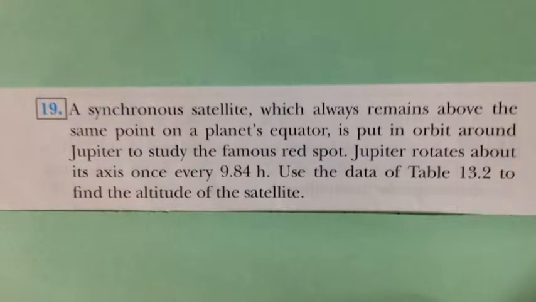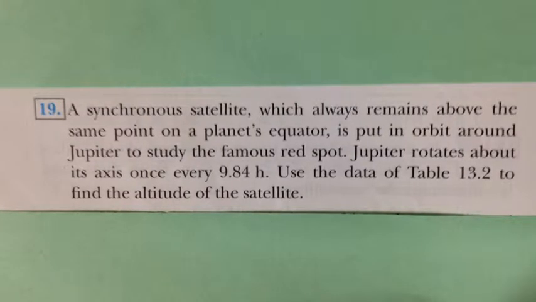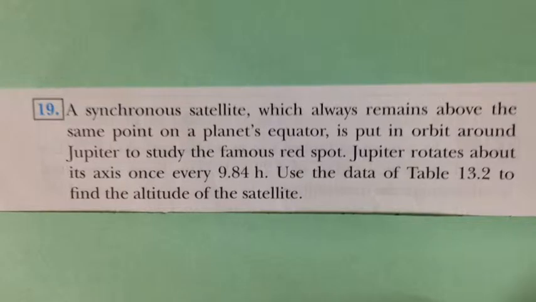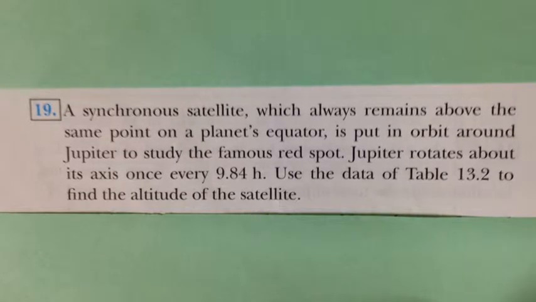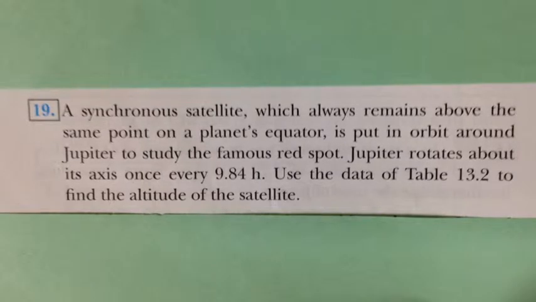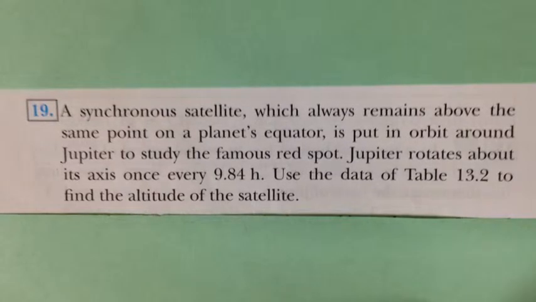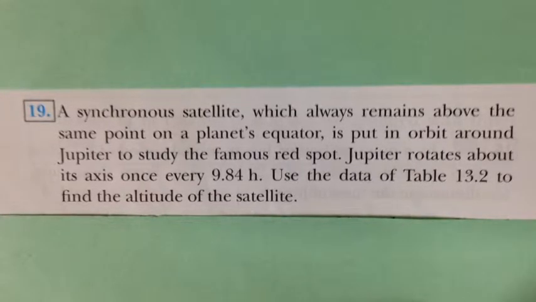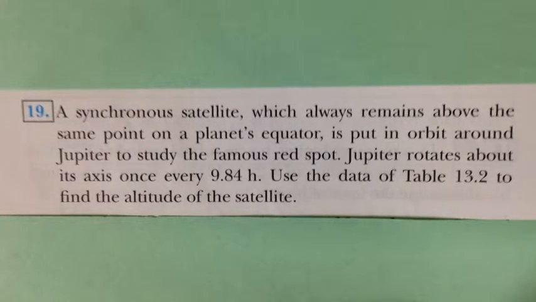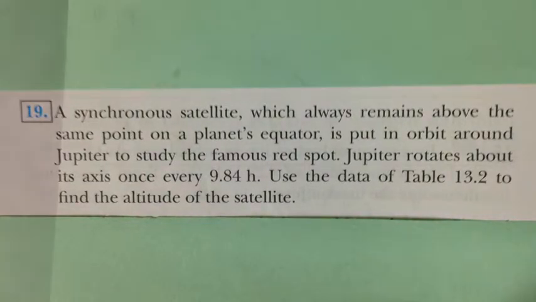Chapter 13, problem number 19. A synchronous satellite, which always remains above the same point on a planet's equator, is put in orbit around Jupiter to study the famous red spot. Jupiter rotates about its axis every 9.84 hours. Use the data of table 13.2 to find the altitude of the satellite.